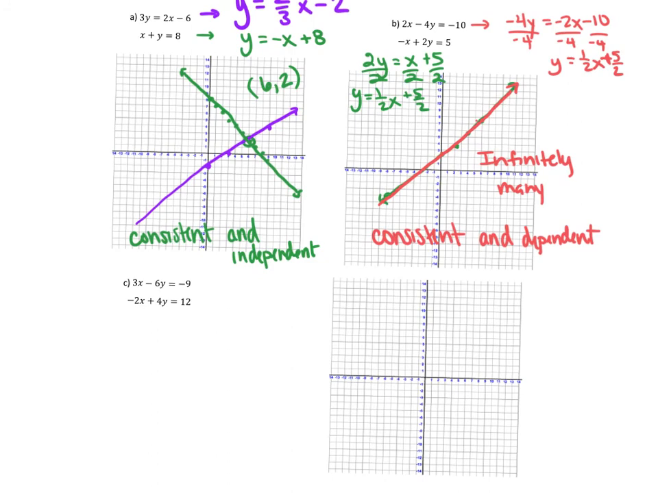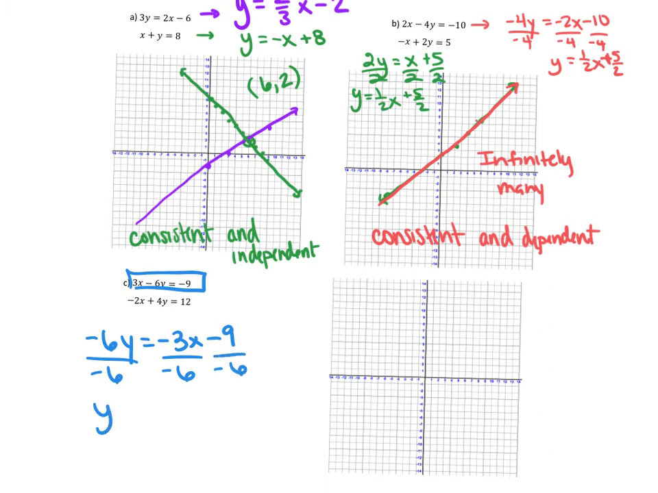And then in the last one, let's get these equations by themselves. Get y by itself here first. So to do that, move the x over. I get negative 6y equals negative 3x minus 9. Divide by negative 6. And I get y is equal to a positive 1/2 x, I'm sorry, because negative divided by negative is a positive. 1/2 x plus negative divided by negative is a 3/2, or 1.5.